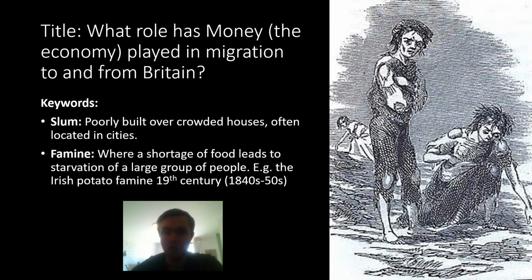Our title today is: What role has money, the economy, played in migration to and from Britain? And our two key words are slum and famine. As usual, can you write down the title and then the key words with their definitions? So pause the video and complete that now, please.